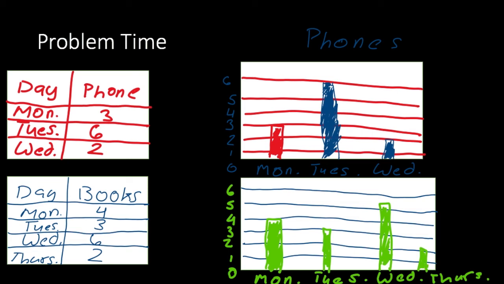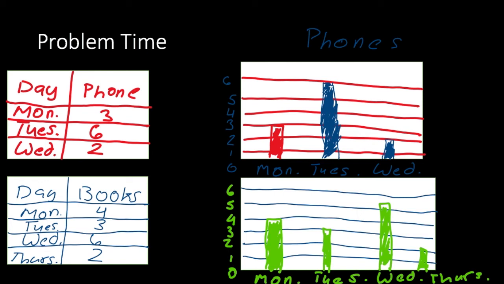Now, I want you guys to pause the video and take a look. I don't want you guys to solve anything, but just take a look at what I've done here. I've plotted the numbers accurately, showing what day the shop or the car dealer or the phone sold that many phones or books that day. So you just want to take a look and see how many they did.